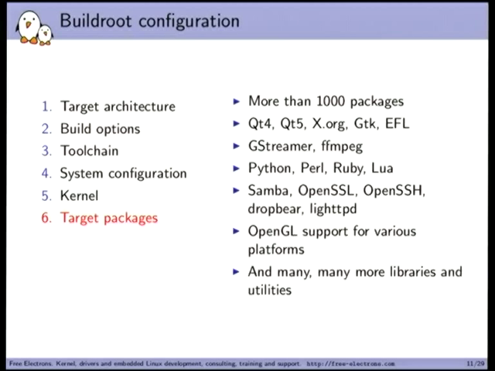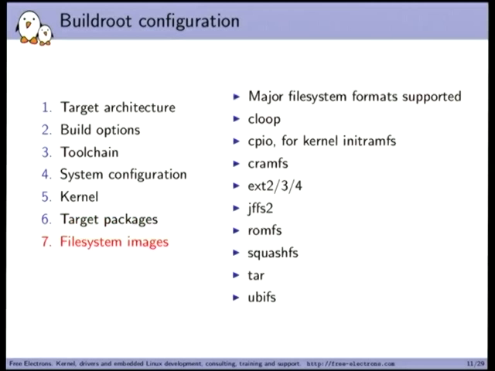So that means by simply selecting an option in the menuconfig, you can get Qt5 built for your target platform without having to worry about how you actually need to configure it and compile it and how to install all the stuff. We have things like GStreamer, FFmpeg, many interpreted languages, many networking applications. Since Google Summer of Code last summer, we have OpenGL support for various platforms and many, many, many libraries and utilities. There are too many to name all of them, obviously.